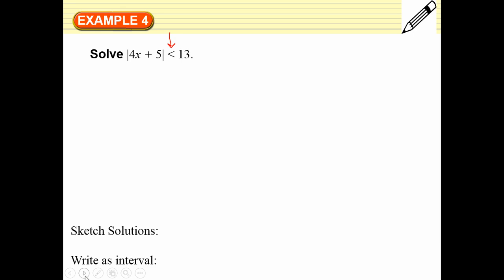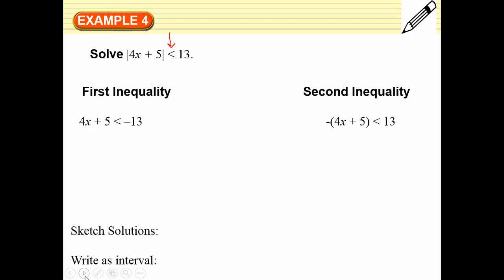Is the absolute value isolated? Yes. Then we would write up our inequalities, our first inequality and our second inequality. The first one is where that 4x plus 5 remains unchanged. And it's less than or equal to, oh, sorry, this should be a 13 right here. 13. Okay, and then the other side is, what do we do with that 4x plus 5? Well, we just make it negative, right? And that's less than 13.